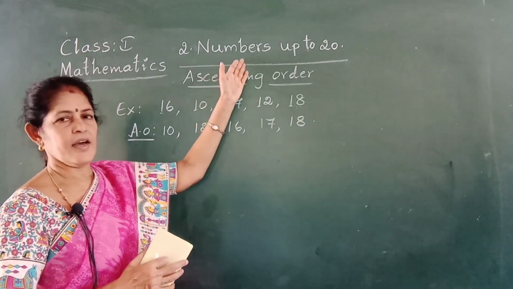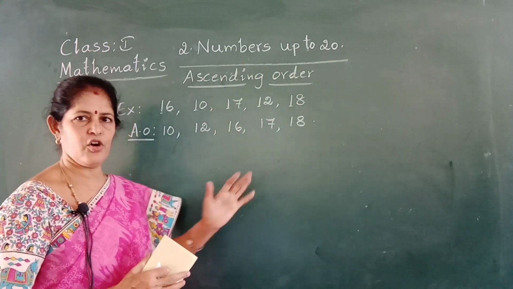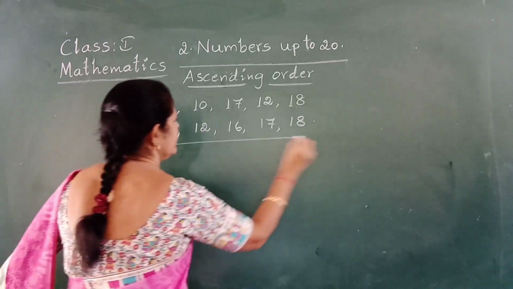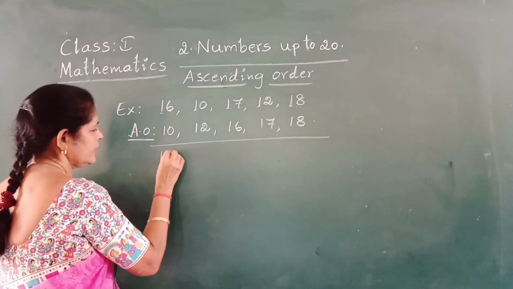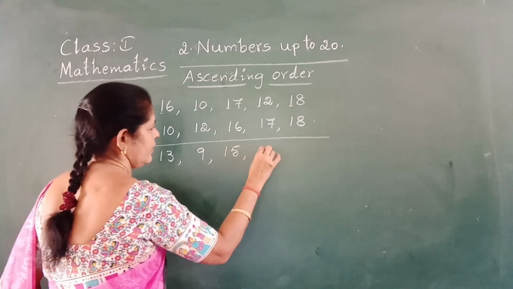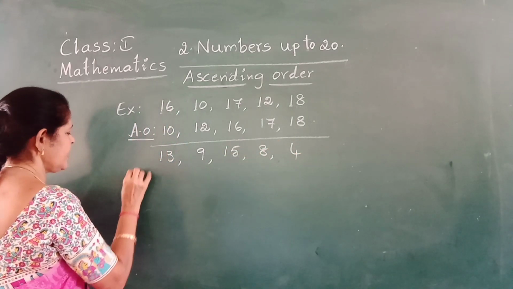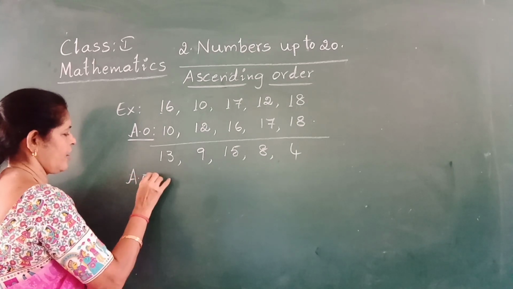In this chapter, we learned up to 20. That's why I gave numbers 1 to 20 only. Next example. 13, 9, 15, 8, 4. Arrange the given numbers in ascending order.